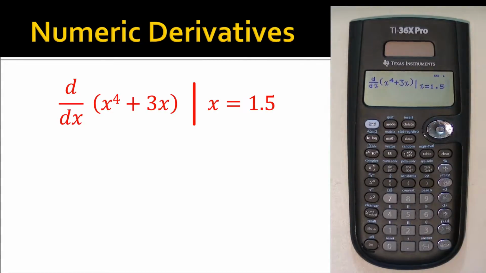Be careful about that, because if you hit the enter at the wrong point, you will get a bad calculation. But if I hit it now, what do I get? I get 16.5. So that's saying that the slope at that point of x equals 1.5 is 16.5. Same calculation I got before.